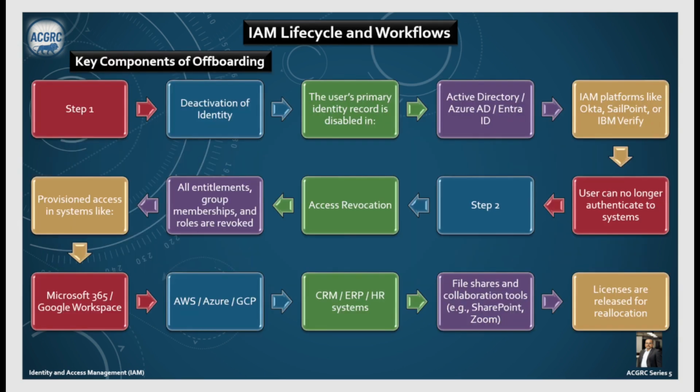Let's look at the key components of offboarding. It starts with deactivation of identity. The user's primary identity record is disabled in Active Directory and other tools, whatever is applicable for your system. Then the IAM platform, like Okta, SailPoint, or IBM Verify.